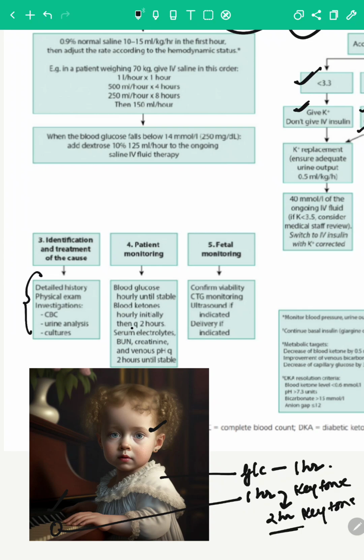And other factors, that is the electrolytes, creatinine, pH and so on, we have to measure them every 2 hourly until stable. Since the glucose and ketone are the most important factors, we are mostly measuring them hourly.